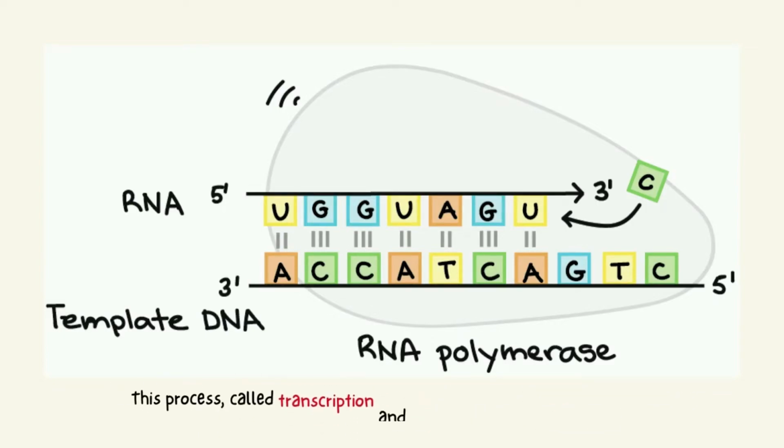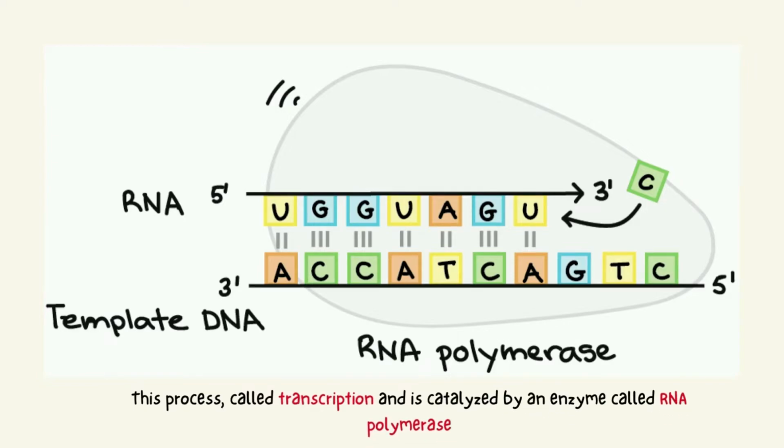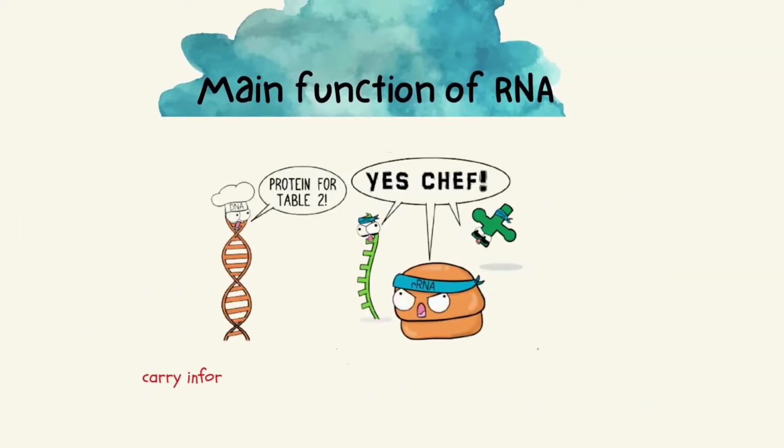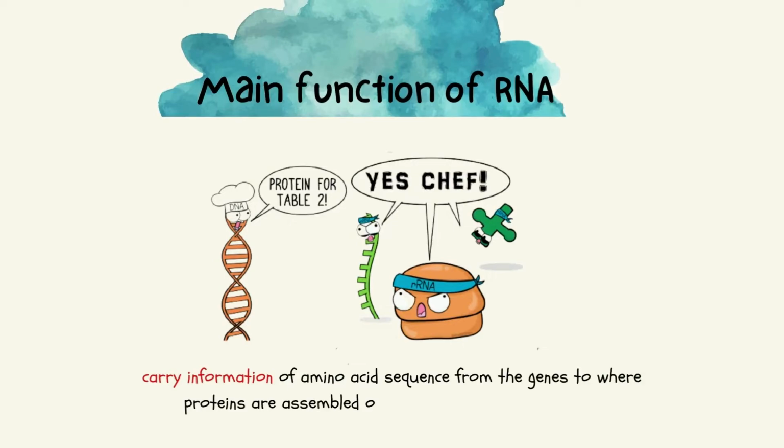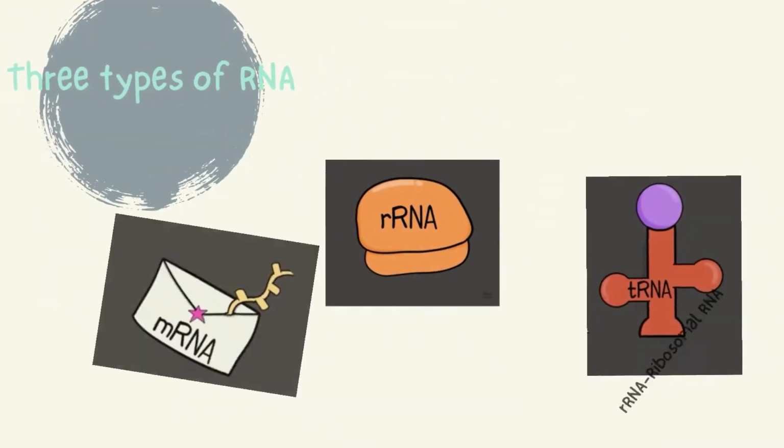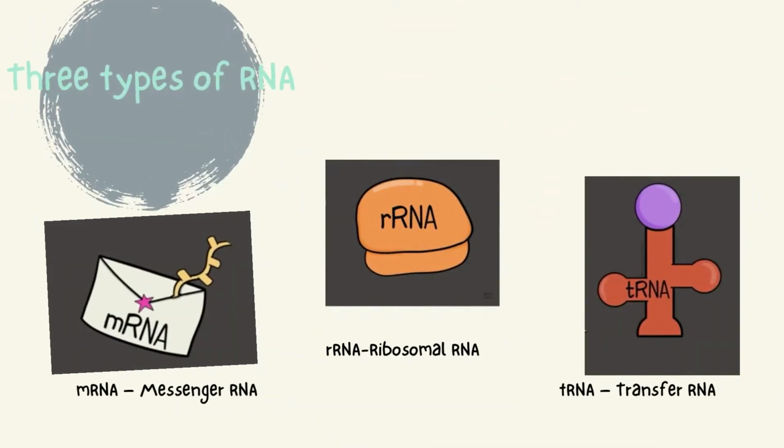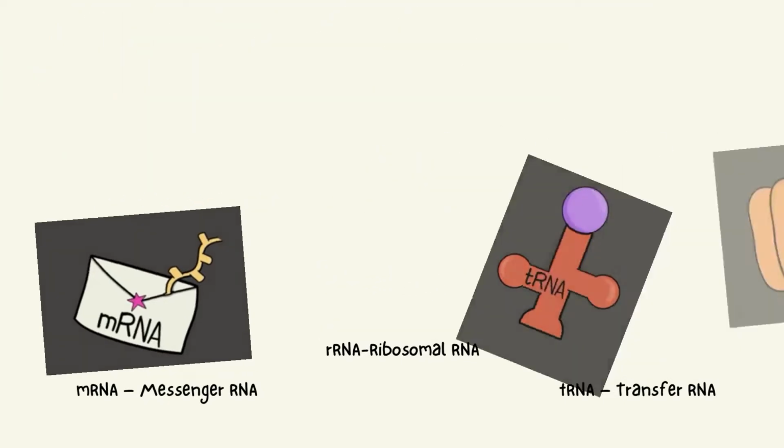This process is called transcription and is catalyzed by an enzyme called RNA polymerase. The main function of RNA is to carry information of amino acid sequence from the genes to where proteins are assembled on ribosomes in the cytoplasm. There are three types of RNA, which are messenger RNA, ribosomal RNA, and transfer RNA.